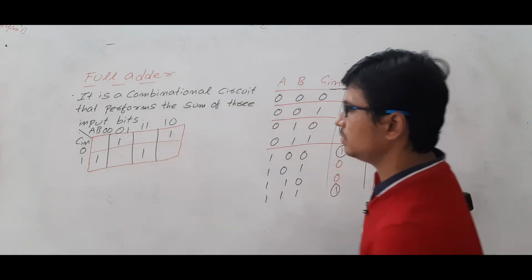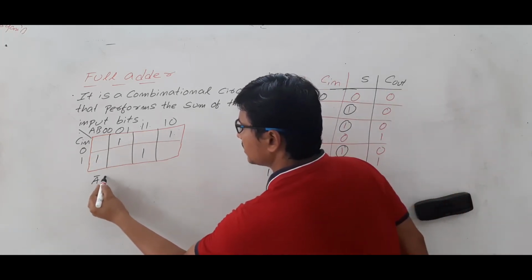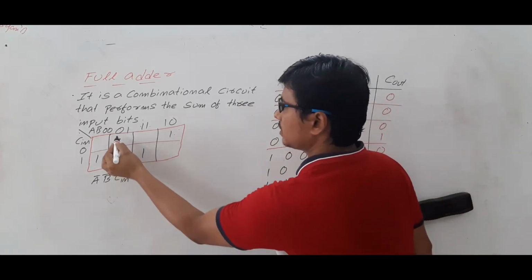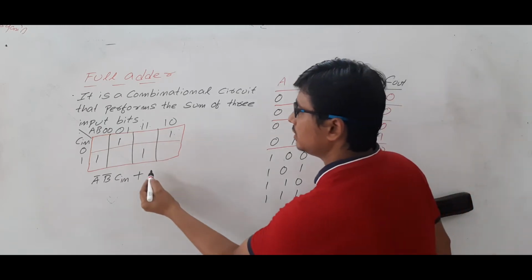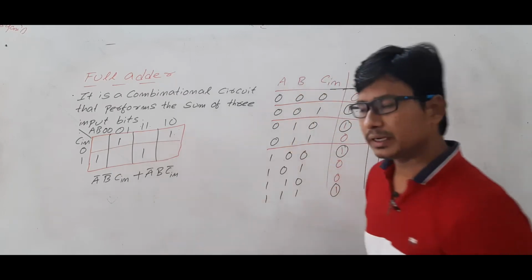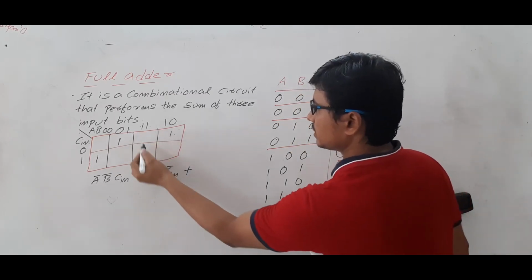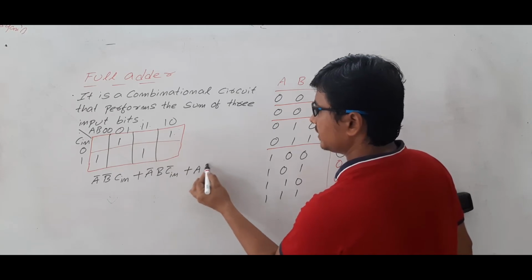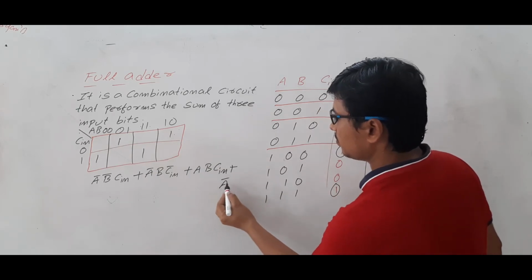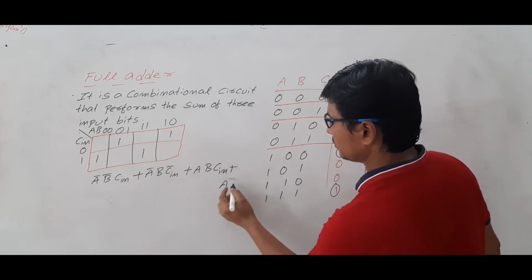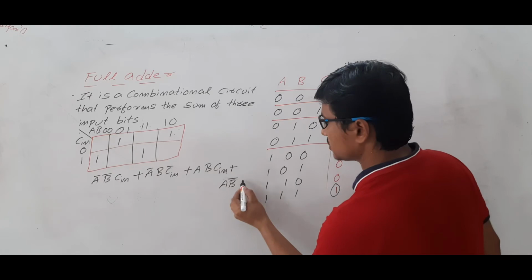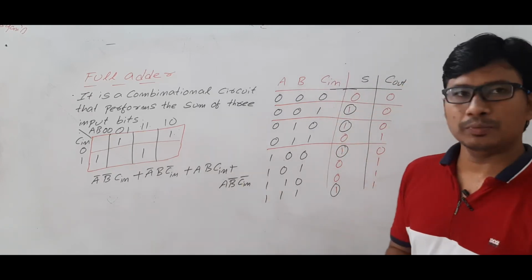Take this one, which is saying A complement B complement C in. Am I right or wrong? Or take this one, you will have A complement B C complement C in complement. Am I right? Then take this one, A B C in. Am I right or wrong? Then take this one, not A complement, sorry, A B complement, because it is 1 0, A B complement and 0 C in complement. I hope you have understood.